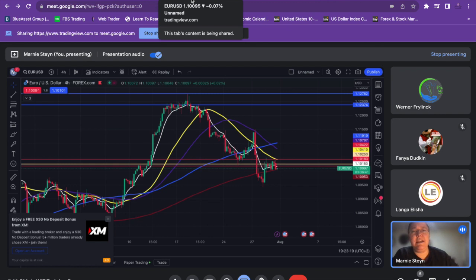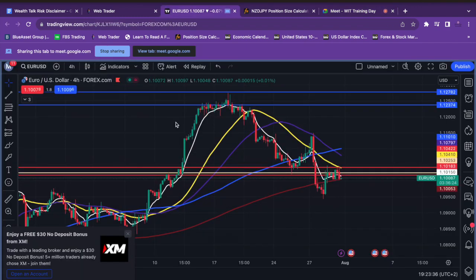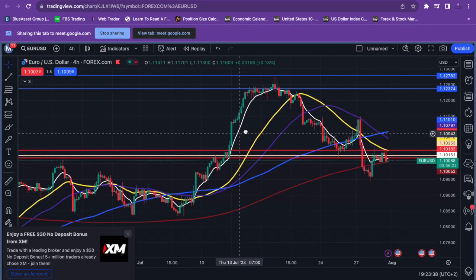Non-farm payroll. So that is a huge event for currencies, especially the US dollar. So that's where America announces how powerful their economy is. So that NFP can literally, I just want to see where the previous candle for the NFP was.